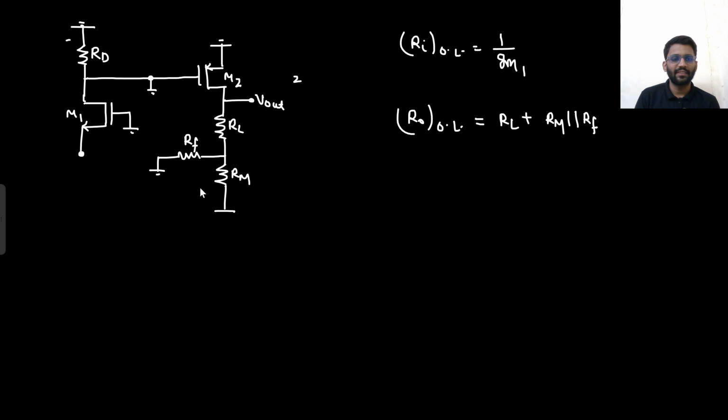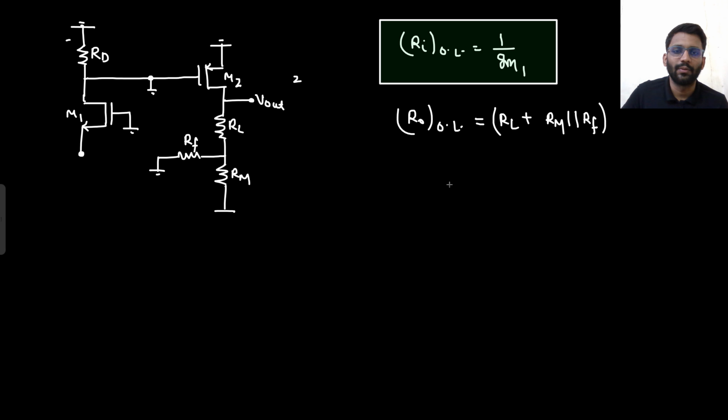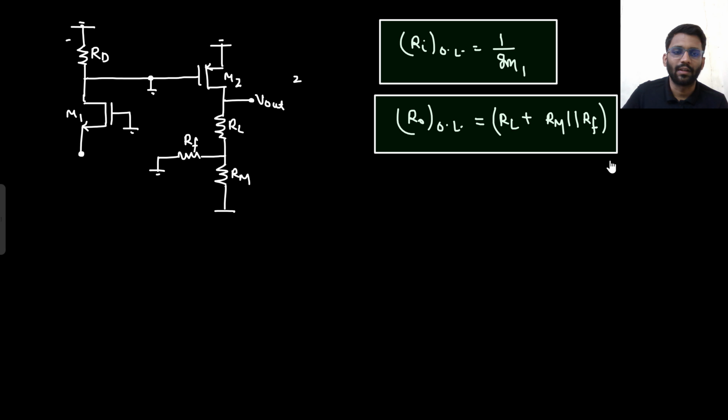And generally feedback resistance is large. Generally feedback resistance is put larger. So it would be RL plus RM. Okay, but let's just take this as your final answer. So RL plus RM parallel with RF. So this is your R in open loop, R out open loop.